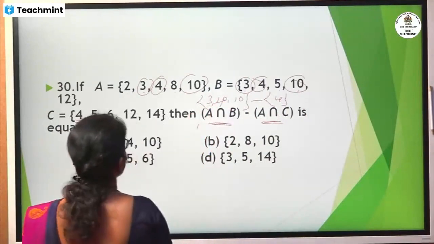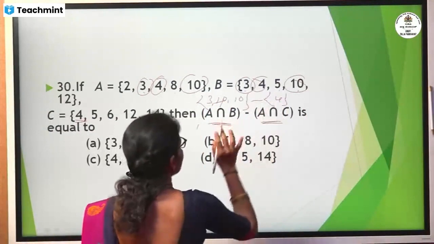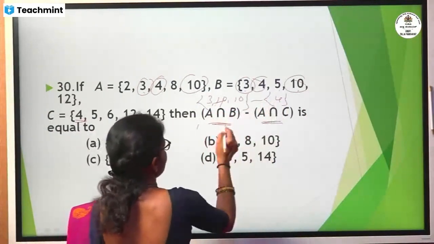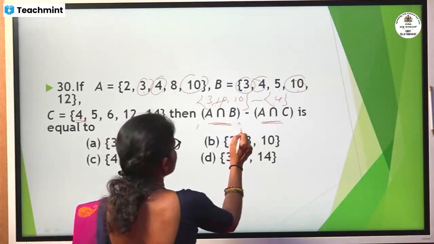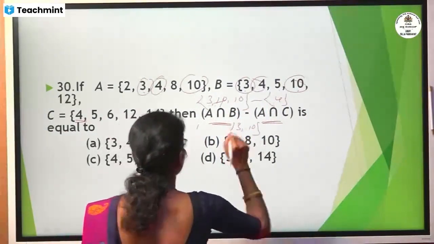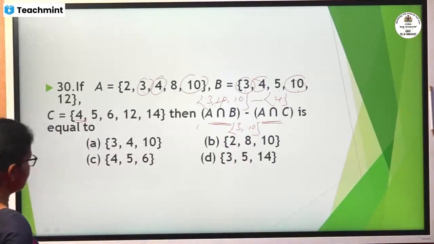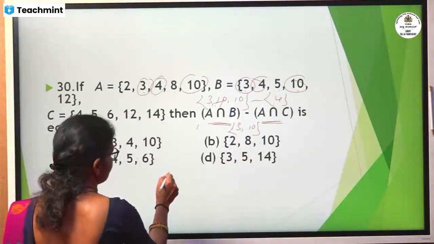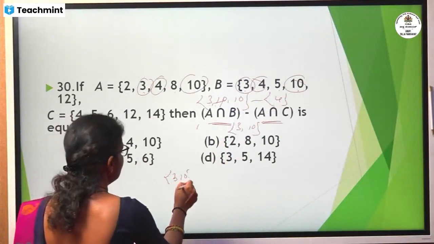Now consider 3, 4, and 10 minus the set containing 4, right? So elements belonging to the first set, not to the second set. That is 3 and 10. But if you check with the options, it is not there actually. So just make a note of this. Answer is 3, 10.